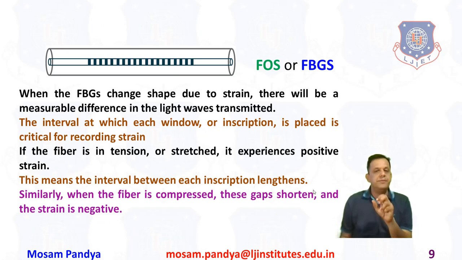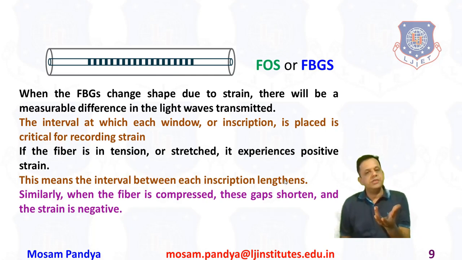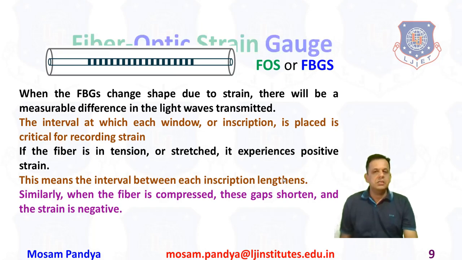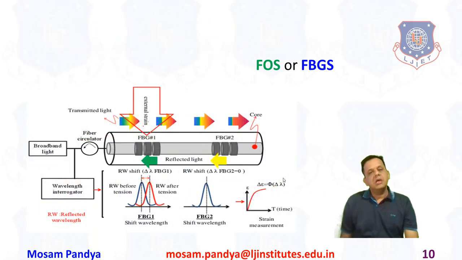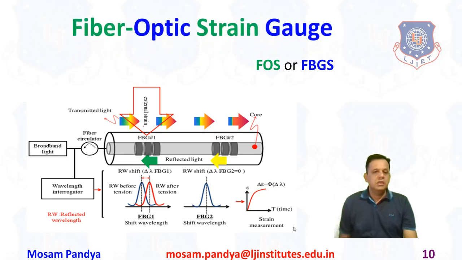And as I said, this FBG, this Bragg grating, will change its shape due to the application of strain. Say for example, if it is in tension, then it will experience positive strain, and vice versa. When it is compressed, the gap shortens and strain is negative. Let us see how actually it looks like.